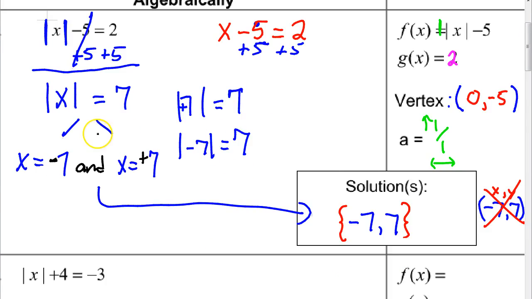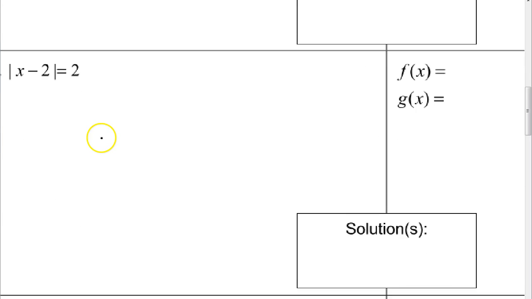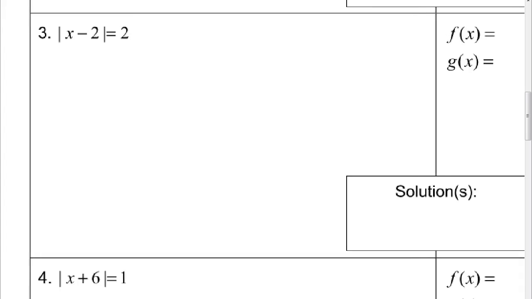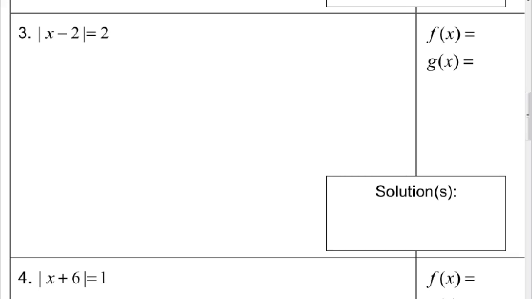Let's see here. Let me show you. Let me skip down to number 3 real fast. And let's do the algebra first here. So you can see, as I mentioned before, the first step is to get the absolute value by itself on the left-hand side. You notice how there's nothing on the outside here. So we can actually go straight to doing the two equations.